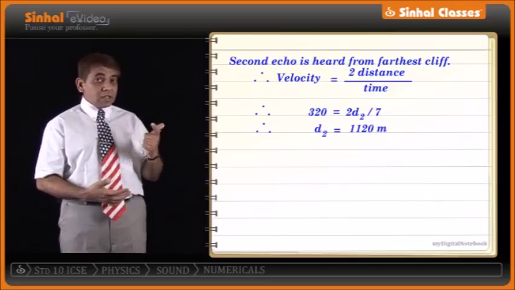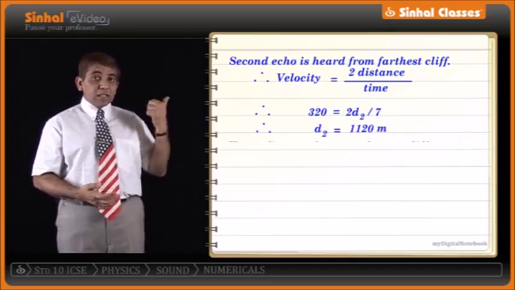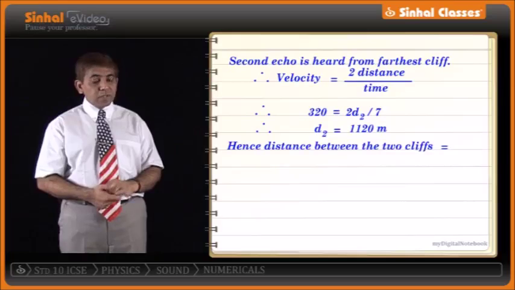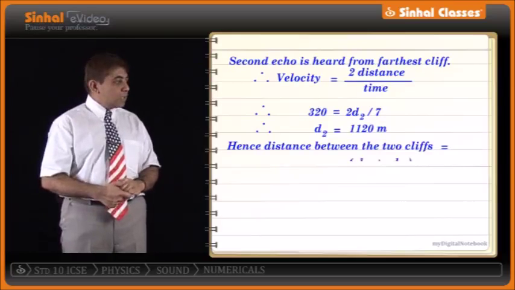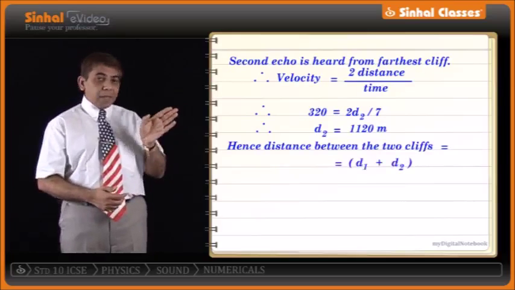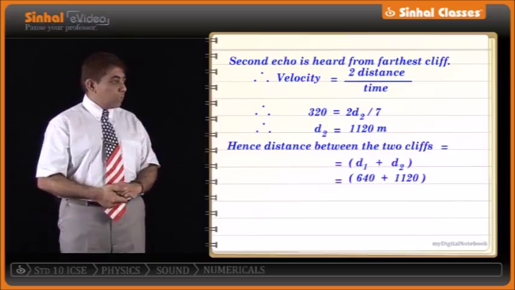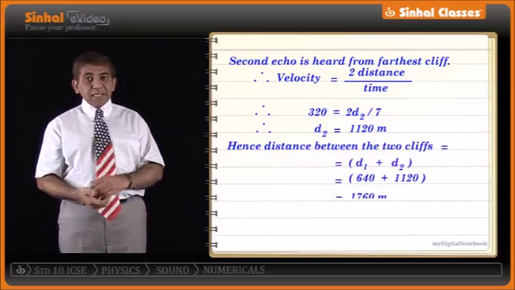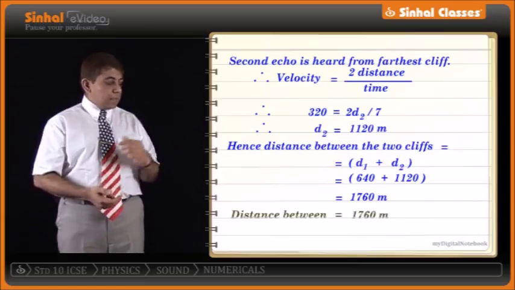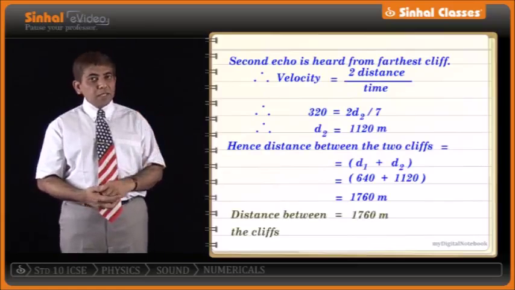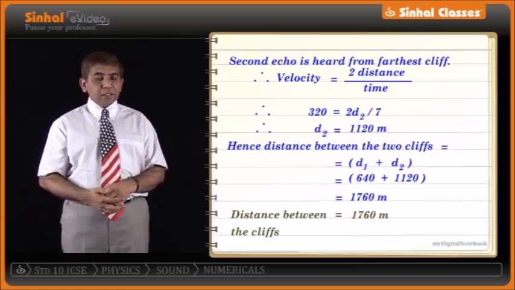They are not asking you the distance of the person from the second cliff. They are asking you the total distance between the two cliffs. The total distance between the two cliffs is nothing but 640 plus 1120, which is nothing but 1760 meter. That means the distance between the two vertical cliffs is 1760 meter.